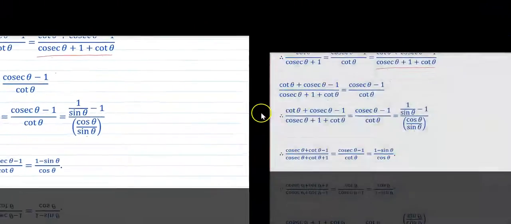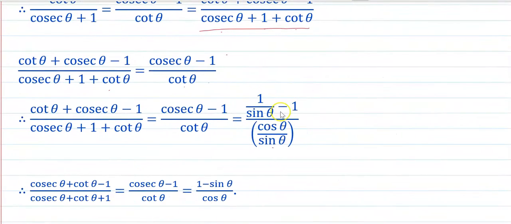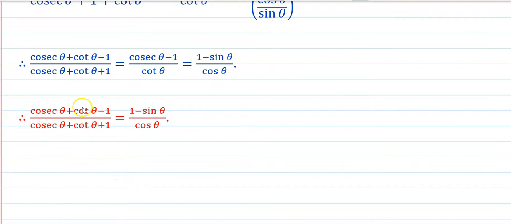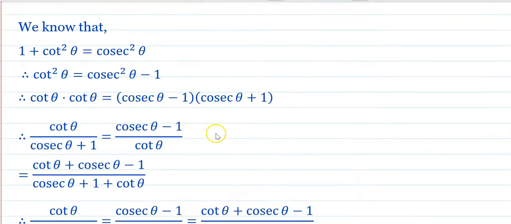And again if we simplify here, 1 minus sin theta upon sin theta, cos theta upon sin theta, that sin theta gets cancelled from the denominator, and then you will get 1 minus sin theta upon cos theta, and hence the result, that is cosec theta plus cot theta minus 1 upon cosec theta plus cot theta plus 1 is equal to 1 minus sin theta upon cos theta, and hence the result is proved. Okay.